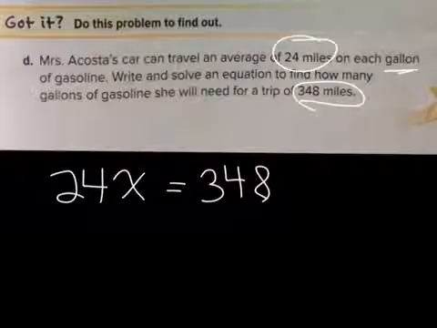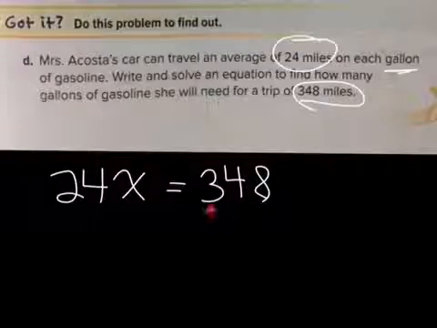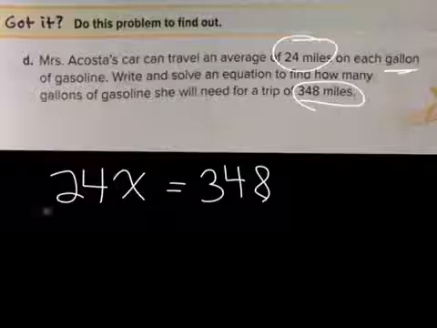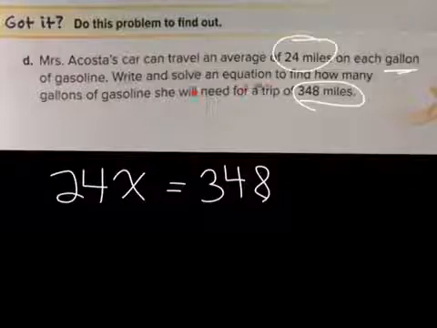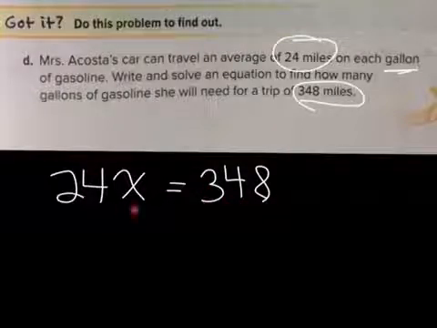We are trying to figure out how many gallons we need for 348 miles, and we know that each gallon here will give us 24 miles. So you understand this expression, that 24 for each gallon. It's 24 miles for each gallon, but we don't know how many gallons yet. That's what we're trying to look for, you see? Write and solve the equation to find how many gallons of gasoline she will need. We know that she gets 24 per gallon, and we want to figure out how many times we need to multiply that 24 to get 348.